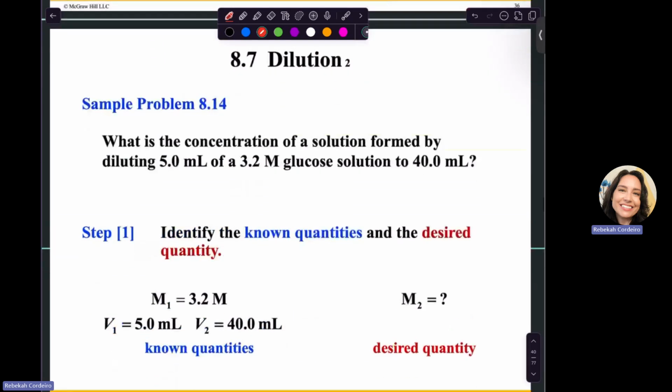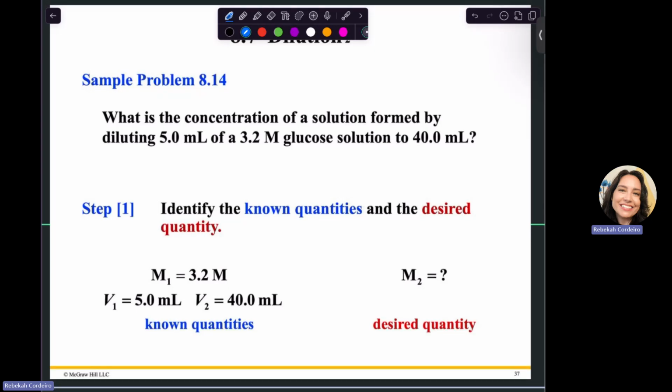So here's an example. I'm hoping that after gas laws, this will be relatively easy for you. Let's say we want to go from 5 milliliters of a 3.2 glucose solution and we want to dilute it to 40 milliliters, what will be the new concentration? And so we have our first molarity is 3.2. Our first volume is 5.0.